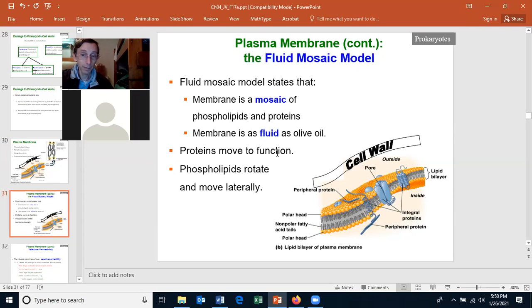And then the phospholipids also move around. Generally, they mostly just spin around, rotating. However, they can move, like from this position to that position. And they just move by moving through.